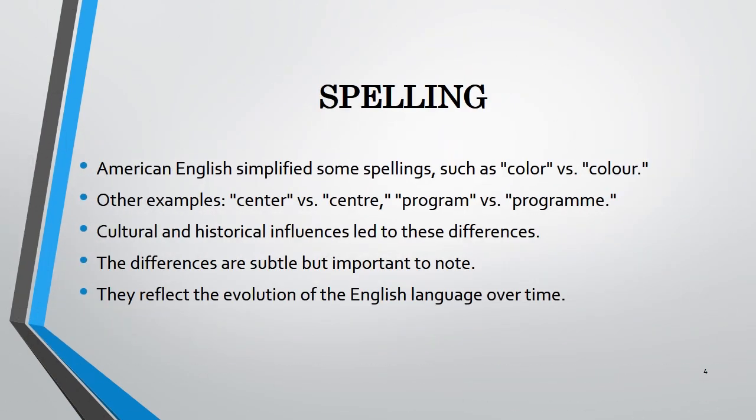Moving on, let's take a look at the differences in spelling between American and British English. American English has simplified some spellings such as color, C-O-L-O-R, while British English spells it colour, C-O-L-O-U-R. Other examples are center and program as well. These differences were also shaped by cultural and historical influences. While these differences may seem minor, they can impact effective communication. It's important to be aware of these differences to avoid misunderstandings.